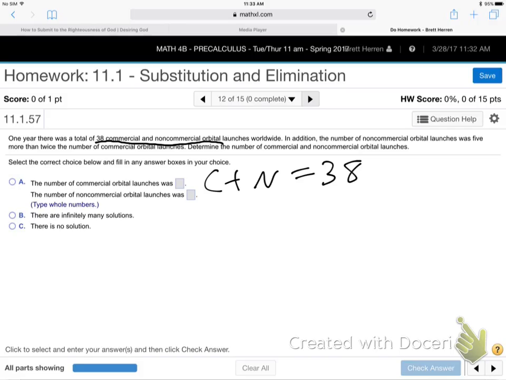I think it's easier to use letters that are meaningful for you than X and Y. That way you'll remember what stuff is. But you can use X and Y if you want to. In addition, the number of non-commercial was 5 more. So non-commercial was, is past tense of is, so it's equals, right? 5 more, 5 added to, right? 5 more than twice the number of commercial. There we go. 2 letters, 2 equations.